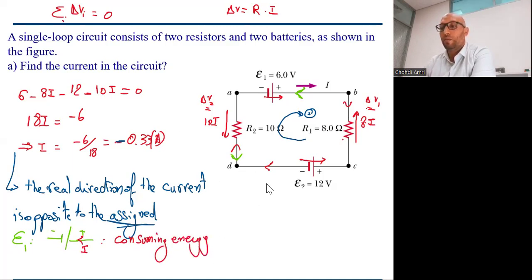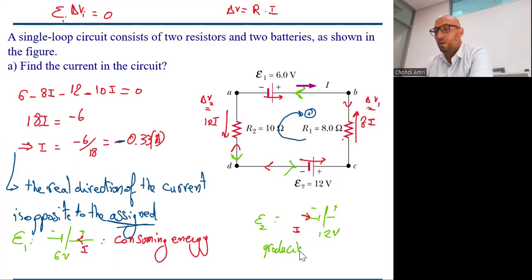What about epsilon2? The current is going to the negative side of the battery. So here we can say that it is producing energy. Okay, it is producing energy because the current is leaving from the positive side of the battery. In this case, the potential difference is producing.